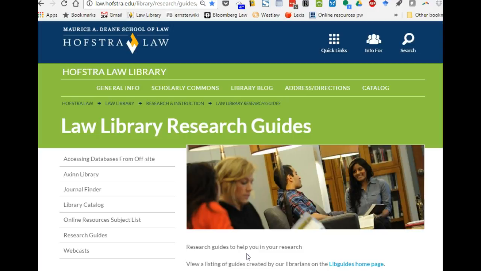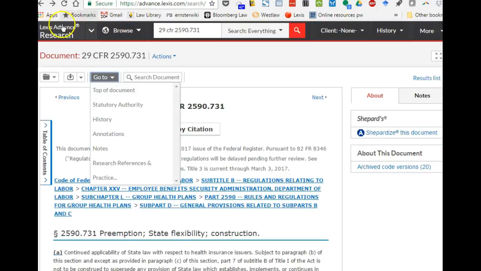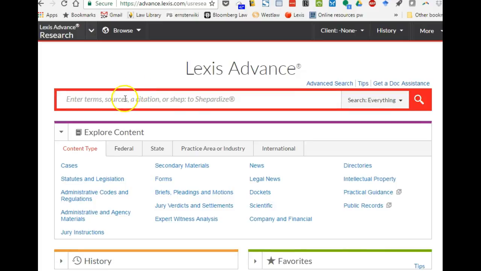Okay, so having exhorted you to look at table of contents and be bibliographically aware, let's take a look at what some loose leaves would look like online. So let's go back here to Lexis, and let's do our favorite search.